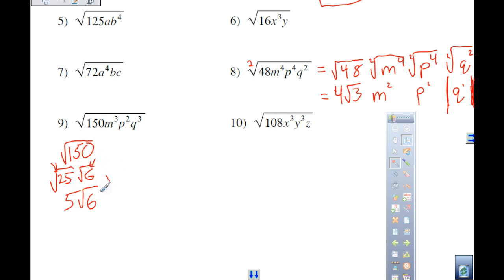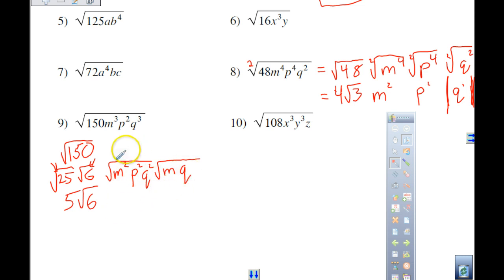The equivalent for variables is break it up into even exponents. So like m to the 3, that's going to be m squared and m. So the first one will have only even exponents. The second one won't have even exponents at all. So p to the 2nd and q to the 2nd. And I need one more q over here to make it to the 3rd.